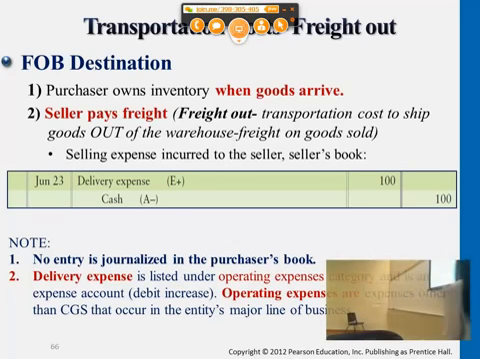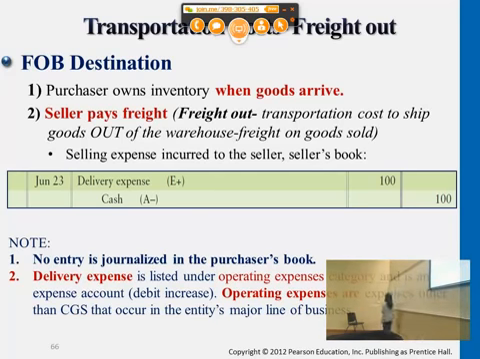Then the title of the goods transfers to the customer. So in this case, let's say the freight charge is $100, and the seller is the party paying this to FedEx or UPS. The transaction will look like this. You have a delivery expense account. This is a regular expense account, normal balance on the debit side, with $100 there. From the seller's perspective, if they are paying the freight charges, this is an operating expense for the company.